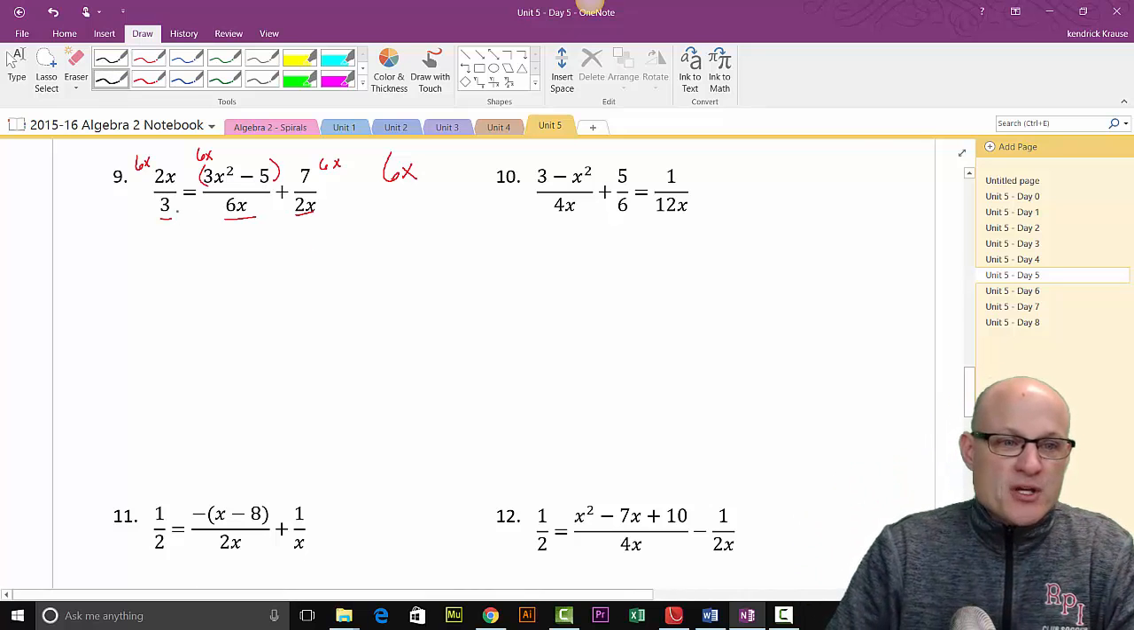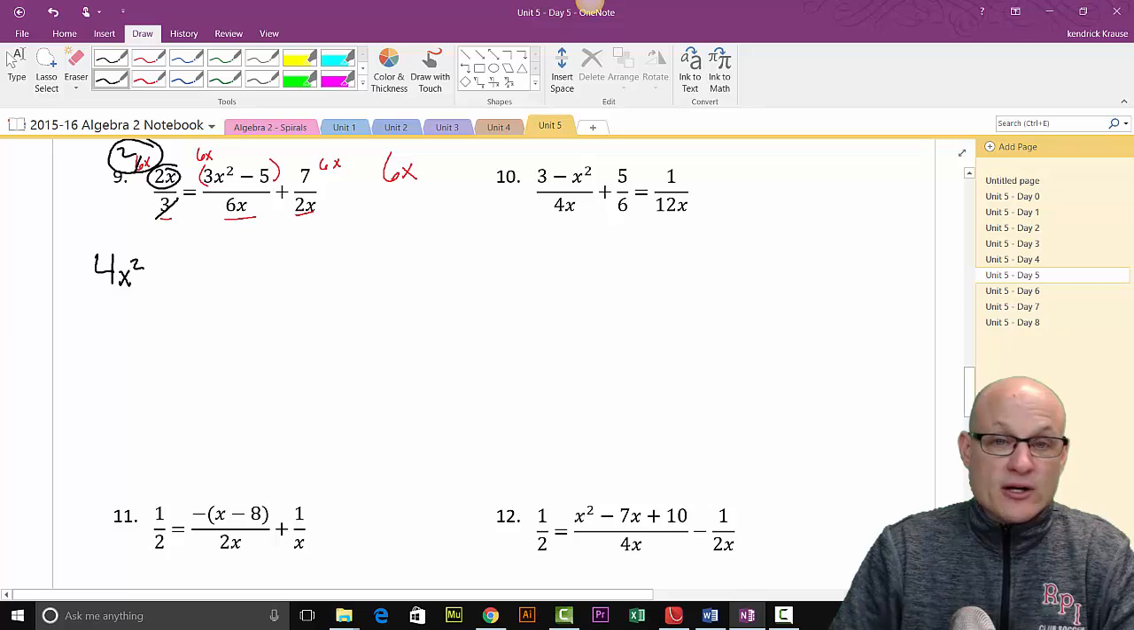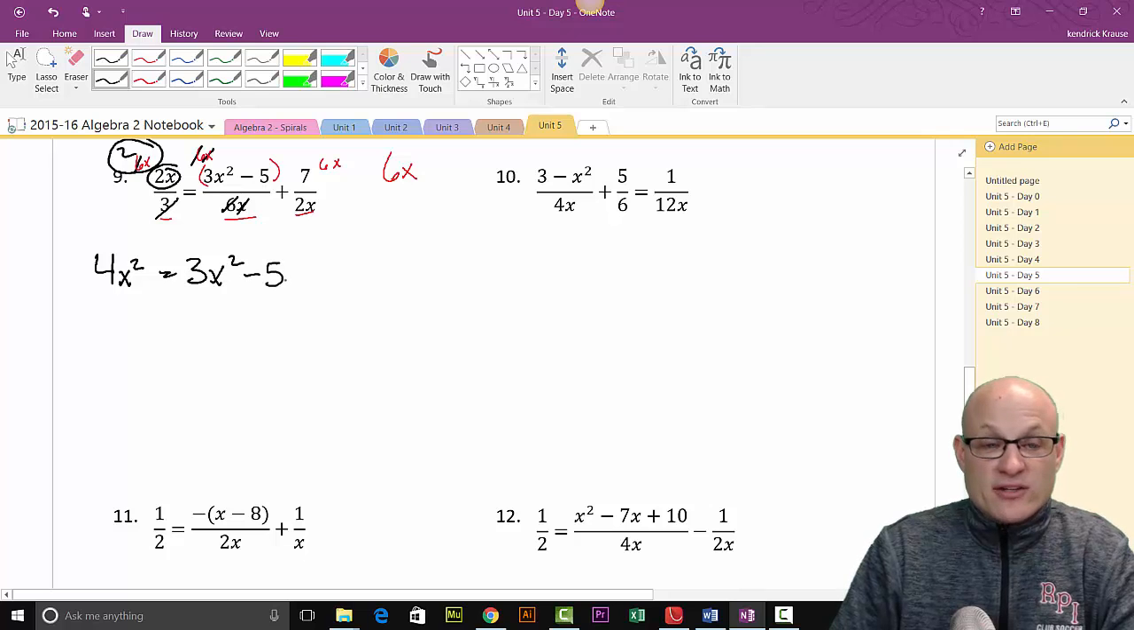So let's see what we can cancel. 3 goes into 6 twice. Now be careful. I have a 2x here times a 2x. So that would be 4x squared. This 6 cancels with this 6. And this x cancels with this x. So that leaves me 3x squared minus 5 because everything cancels. 2 cancels and goes into 6 3 times. This x cancels with this x. So that leaves me plus 21.